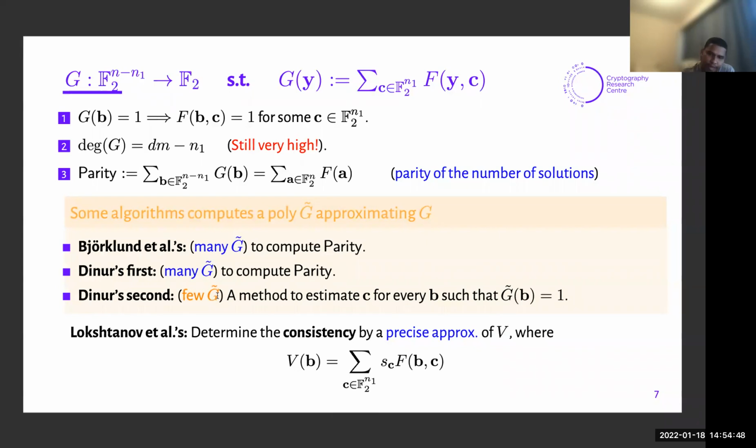And Lokshtanov is a bit different. He wants to approximate a different function. The function he wants to approximate is the function b, defined like this. So basically, it is the addition of some evaluations of the characteristic polynomial f. And whenever this is equal to 1, we know that some of these are equal to 1, where this S_C is something chosen uniformly at random. So I want to compute the truth table of this, because whenever this is 1, I know some of these is 1, even though I don't know which one, but I know that there's a solution. So I can turn this into an algorithm to check if a given system has a solution or not.